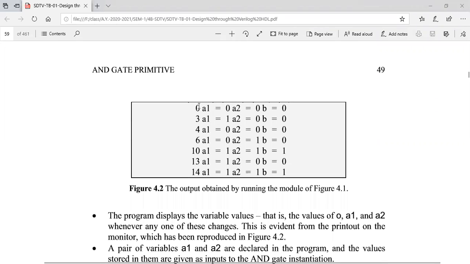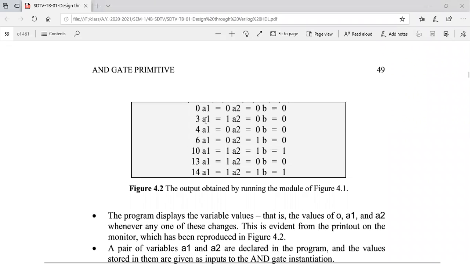At the initial stage, for my convenience, I am taking it as 0 seconds. At 0th second, A1 is 0 and A2 is 0. Automatically, it is an AND gate type, so it is going to produce an output B as 0. It is running that for 3 seconds amount of time.